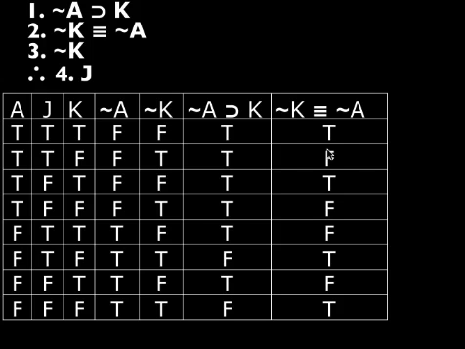Okay, is there any row like that? Any row where these are all true, but that's false? No, there isn't. There's no row like that. You can look again for yourself if you don't believe me, but there's no row that fits that pattern. So because there's no counterexample row, the premises do jointly imply the conclusion, and so the argument is valid.